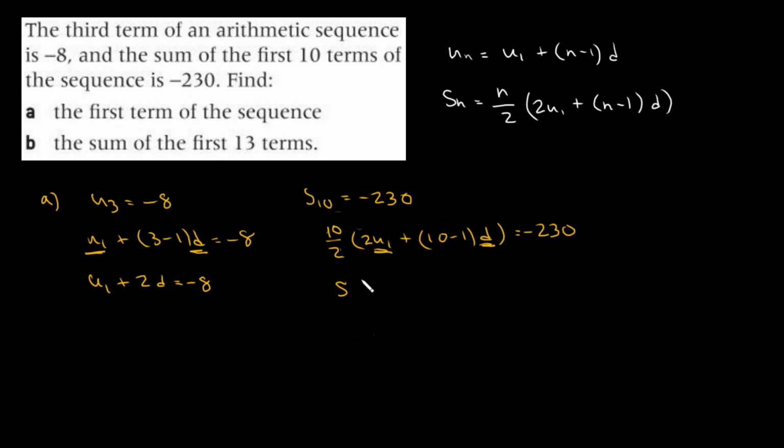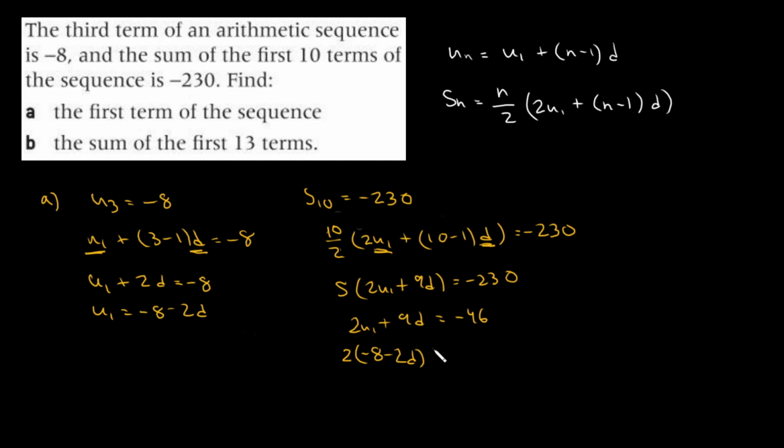And this becomes 5 times 2u1 plus 9d is equal to minus 230. We can divide 230 by 5, so we'll do that. And now, the equations are a lot easier to work with. Here we can see that we could isolate u1 and make it so that it's equal to minus 8 minus 2d, and plug u1 into this equation. And that gives us 2 times (minus 8 minus 2d) plus 9d is equal to minus 46.